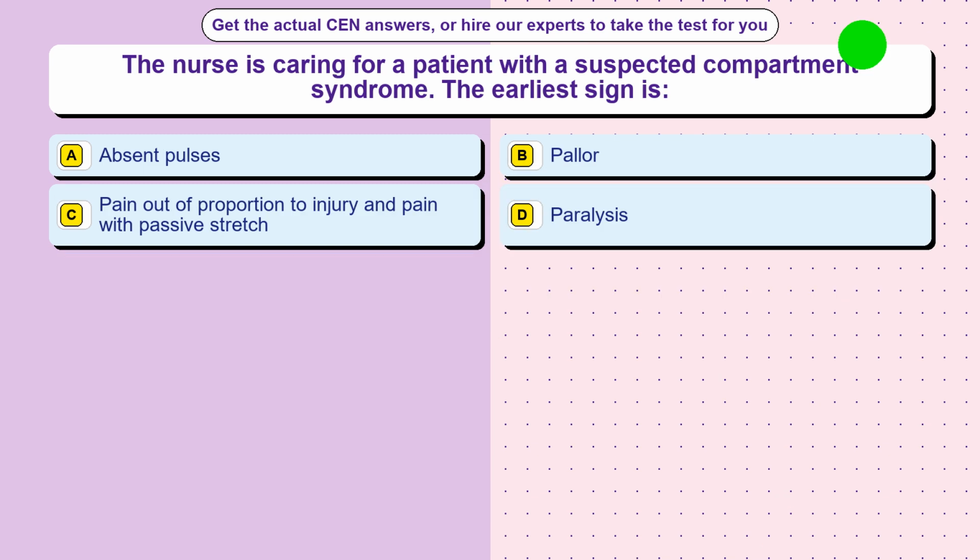Question 51. The nurse is caring for a patient with a suspected compartment syndrome. The earliest sign is: Option A, absent pulses. Option B, pallor. Option C, pain out of proportion to injury and pain with passive stretch. Option D, paralysis.